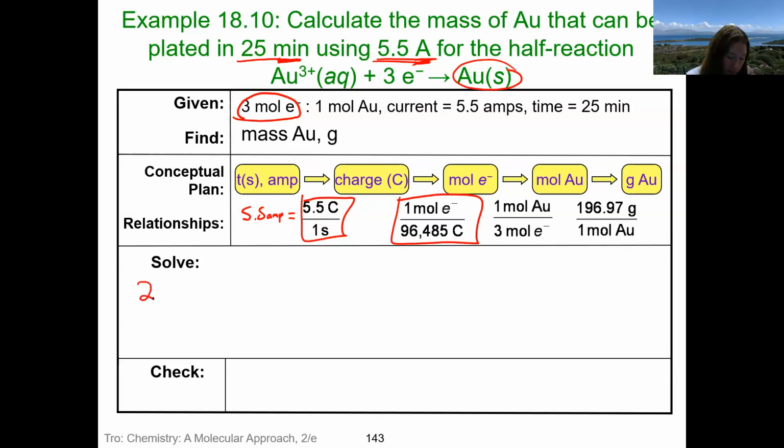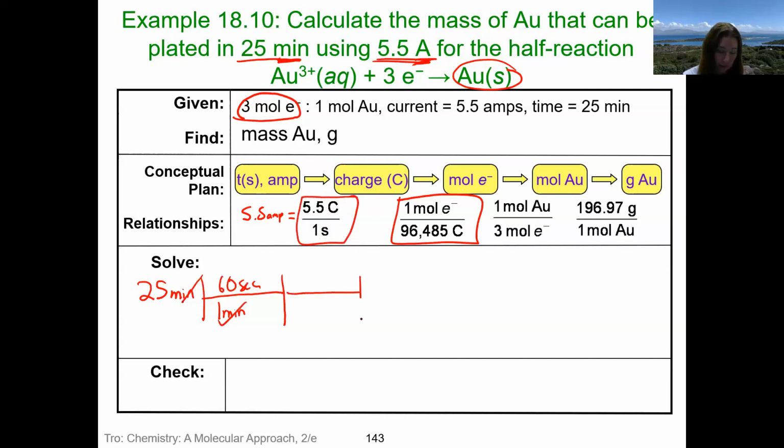So if we start with 25 minutes, you can't really do anything with the minutes, right? But there's a seconds here. So if I just change my minutes to seconds, I bet I could do something with this conversion. In 1 minute, there are 60 seconds. Now I can use this. So 5.5 amps is the same thing as 5.5 coulombs per 1 second. And then I've got Faraday's constant here that I can use.